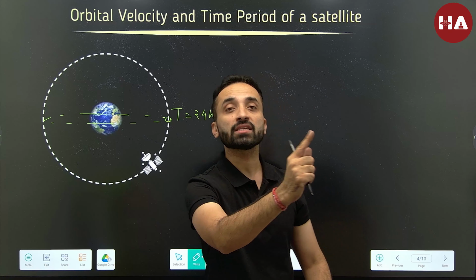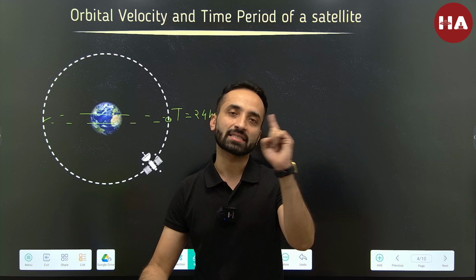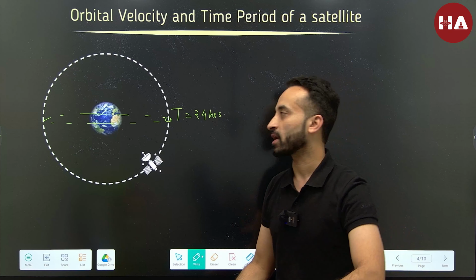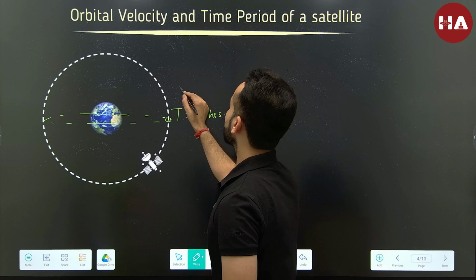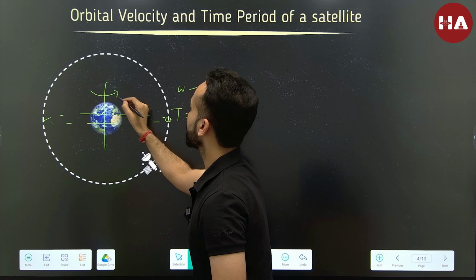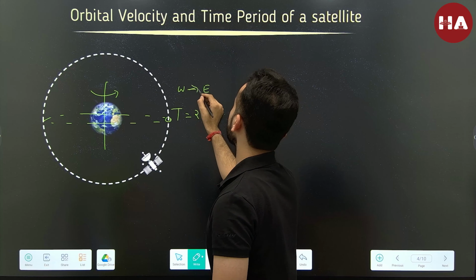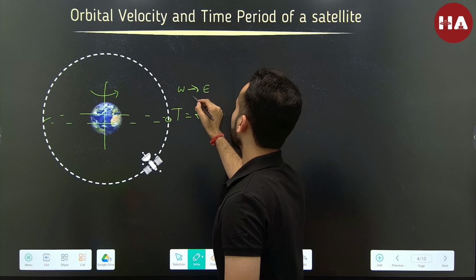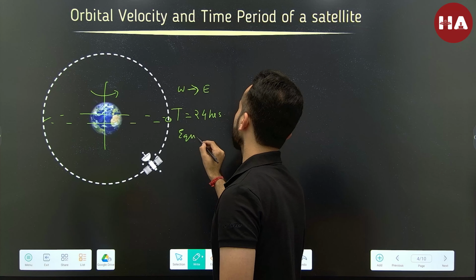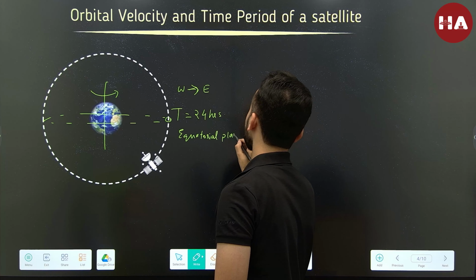So it takes 24 hours to complete one revolution, while Earth rotates about its axis in 24 hours. Now imagine this. Let's say the Earth is rotating from west to east, right? And the satellite is also rotating in the same sense, west to east. Now imagine it is lying in the equatorial plane.